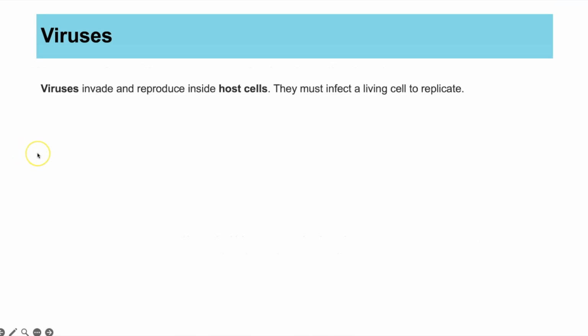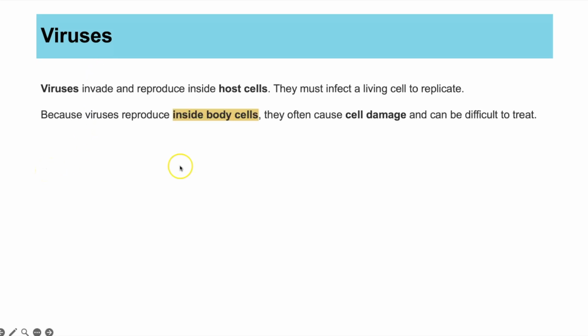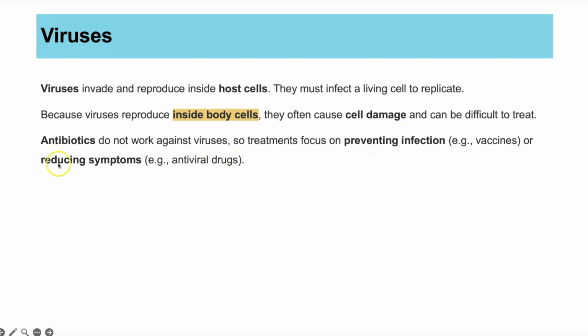You also need to know about the pathogens in a bit more detail and some different examples. So starting with viruses then, they will invade and reproduce within a host cell. And when we say host cell, that means the individual that they are infecting. And they have to be inside of a host to be able to replicate. And because the virus reproduces inside of body cells, that then causes the body cells to burst and it causes damage. It also means it's quite difficult to treat the virus, because in order to treat the virus, you would have to destroy your own body cell.